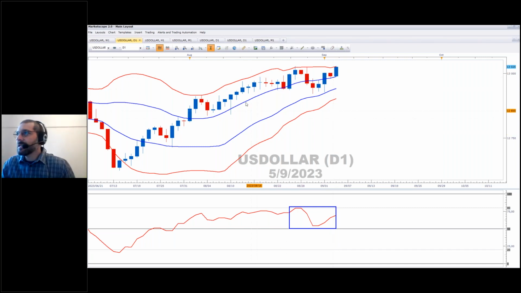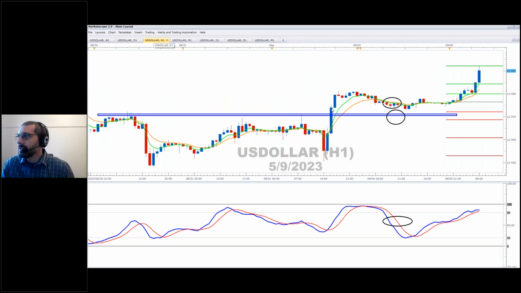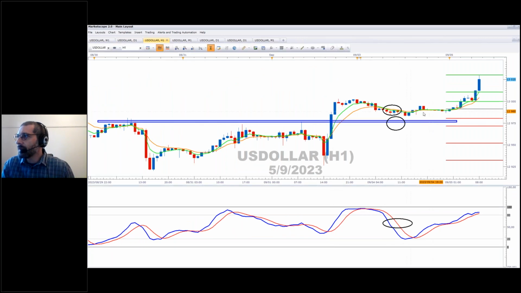Yesterday, what did we say? Yesterday we said it's in zone 1. We said look for the support. So look for the support. Well, it took some time, but we did get that move up.